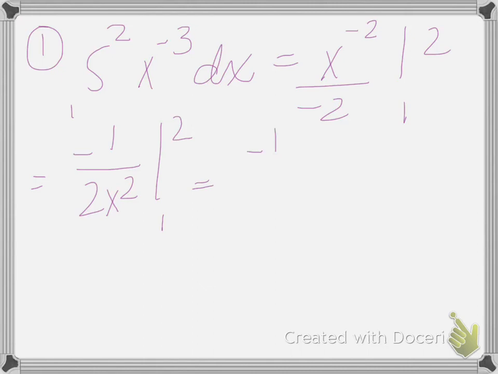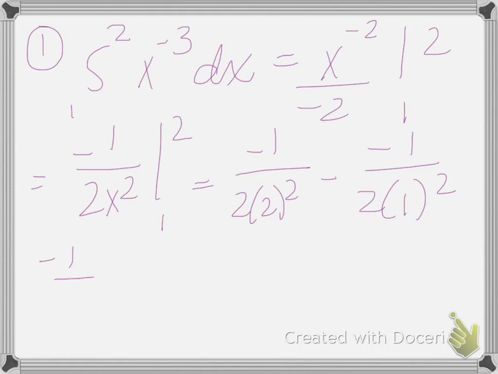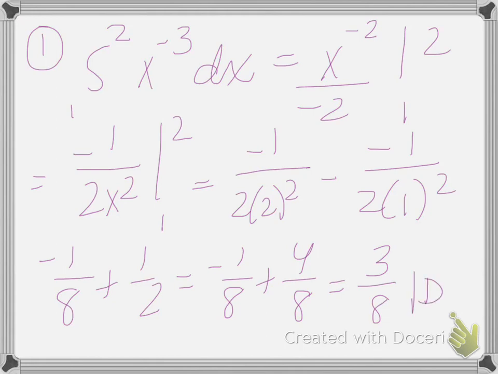So first you're going to substitute 2 into there, and then you're going to substitute 1 into there. And you'll get -1 over 8 plus, because a negative became positive, 1/2. And if you find a common denominator, you get 4 over 8. And your final answer would be 3 over 8, which was choice D.